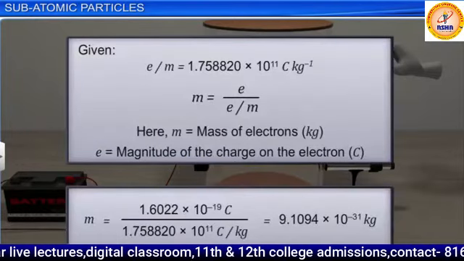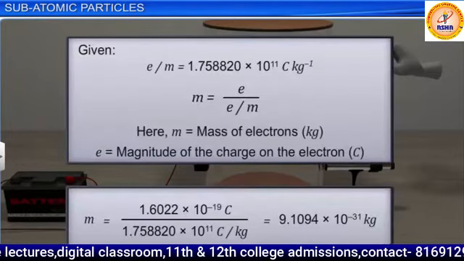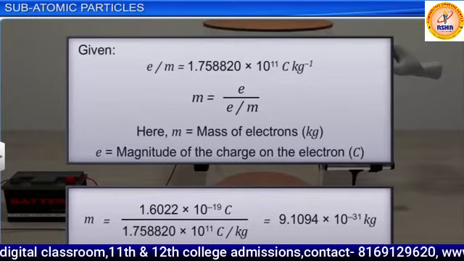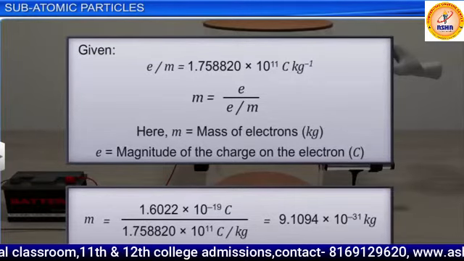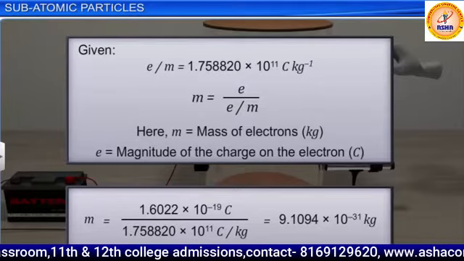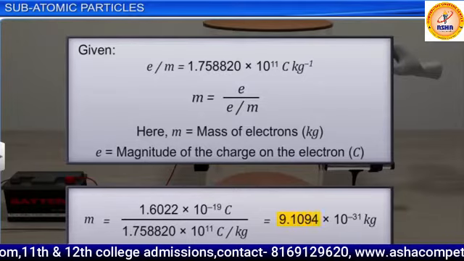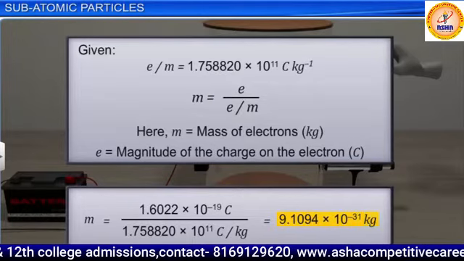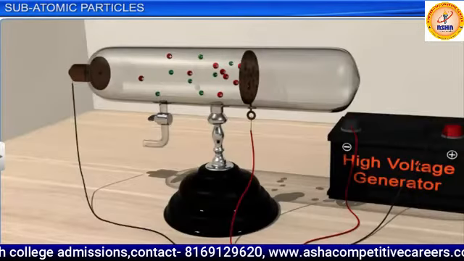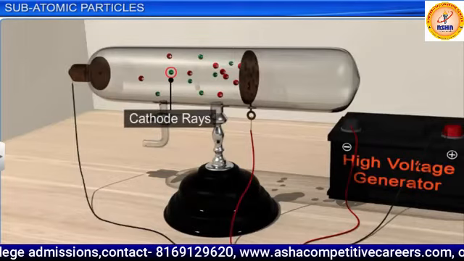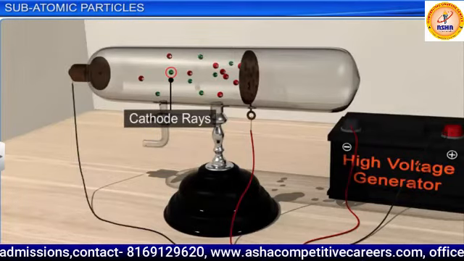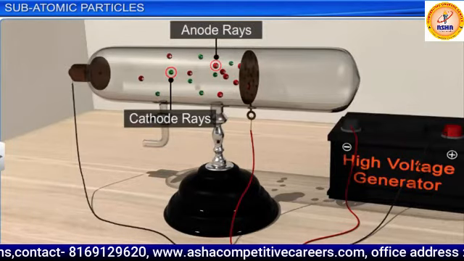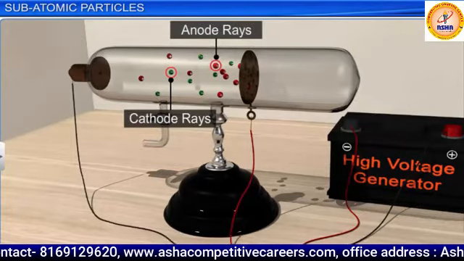The mass of the electron, or m_e, was then determined by combining the results of Millikan's oil drop experiment and Thomson's value of e/m ratio, and was found to be 9.1094 × 10^-31 kgs. Just like the discovery of cathode rays led to the discovery of the negative particles called electrons, the discovery of anode rays led to the discovery of the positive particles called protons.